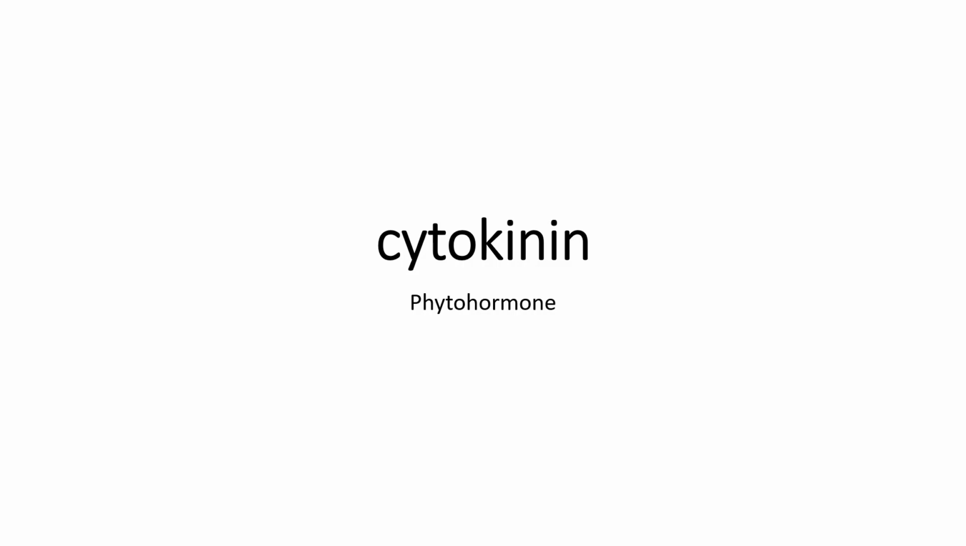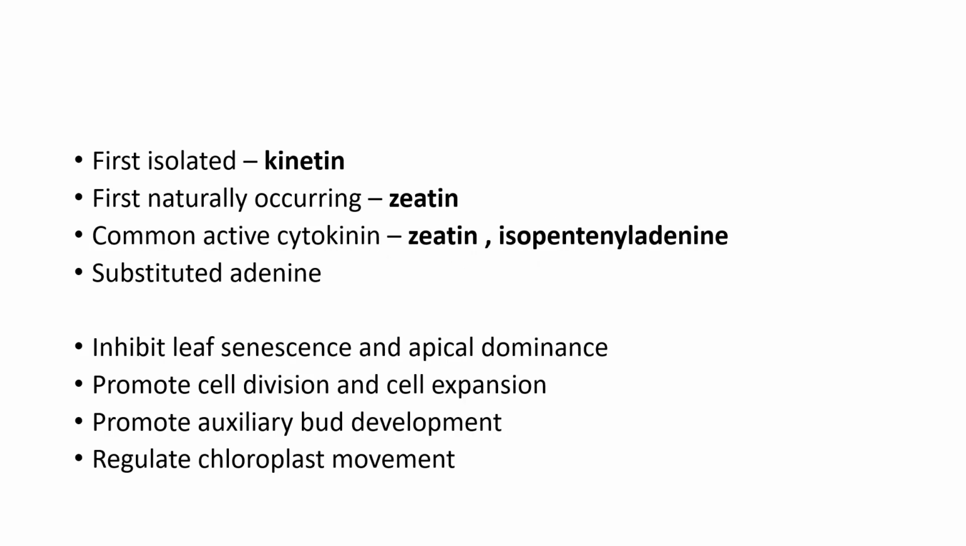Cytokinin is one of the major plant growth regulators. The first isolated cytokinin was named kinetin, and the first isolated naturally occurring cytokinin was zeatin. So, if you see any question where zeatin is used, don't get confused. It is a type of cytokinin. They all are substituted adenine, and common active cytokinins include zeatin and isopentenyl adenine.